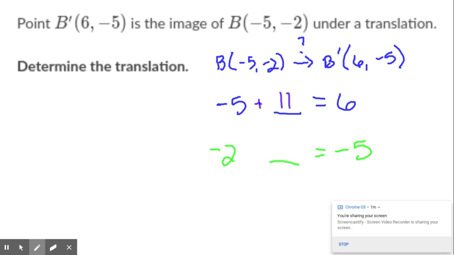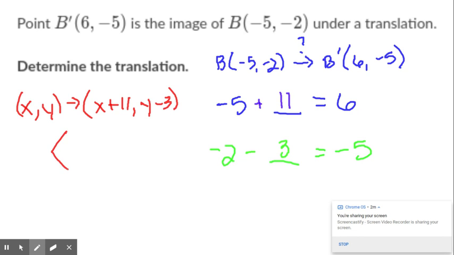To get from negative 2 to negative 5, I'm going further into the negatives. So in this case, I know I'm subtracting something. Negative 2 minus what gets me negative 5? Well, that's minus 3. So now I can simply take those answers and I can write them over here using all my translation rules. Well, if you remember translation notation, x comma y, we just said we're adding 11 to the x coordinate and subtracting 3 from the y coordinate.